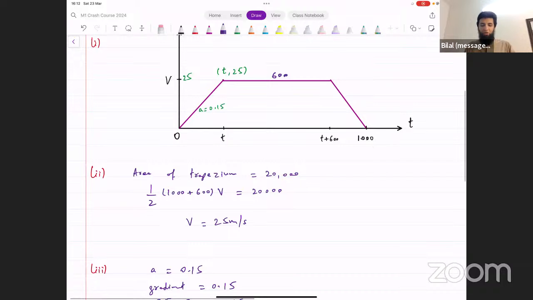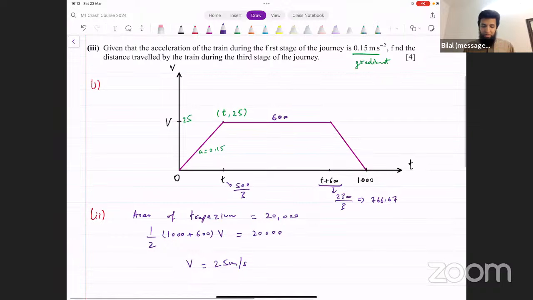Okay, so now we know the value of t here. This is 500 over 3. Now, if this is 500 over 3, what about this point? You just add 600 to that. So 500 over 3, this is therefore going to be 2,300 over 3, which in decimals can be written as 766.67. So now we know this point as well.